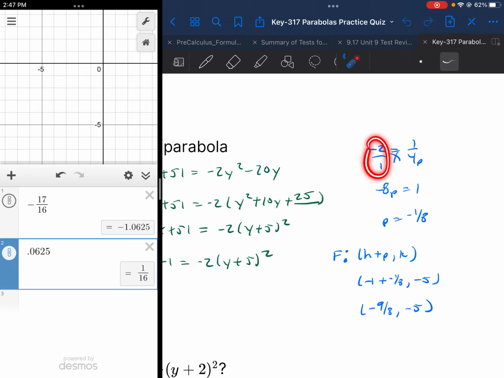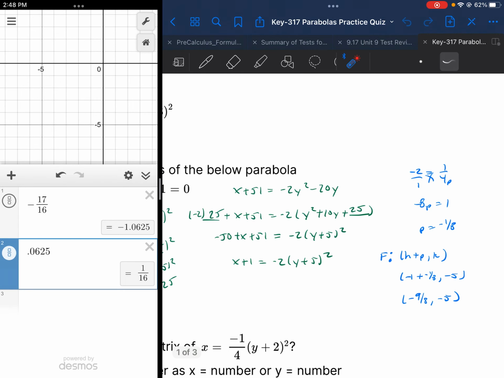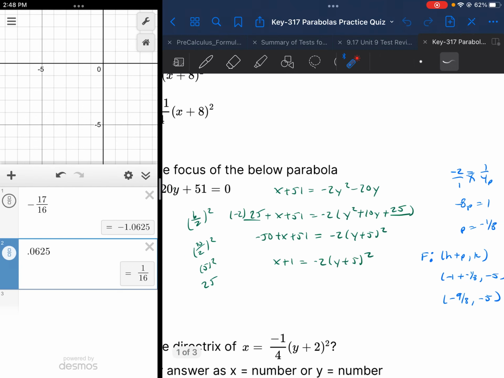Take that -2, it's nice to represent it as a fraction, -2 over 1, so that you can then cross multiply. So -2 times 4p is -8p, 1 times 1 is of course 1, divide by the -8, and you get p equals -1/8. Once you know that value of p, we have to figure out where we're going to add that value of p in. Well, for the focus point, we need to figure out what direction this parabola is opening in, and that direction determines which value of the vertex we add the p to.